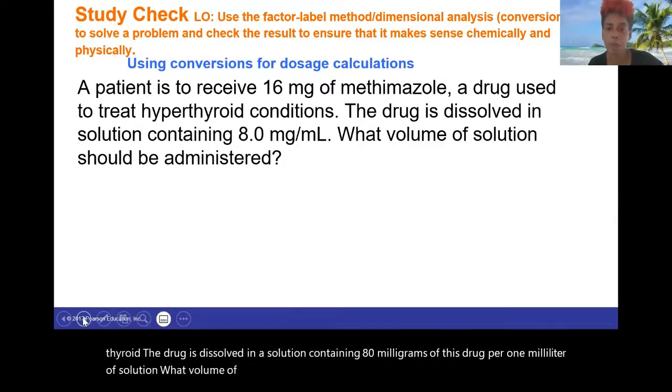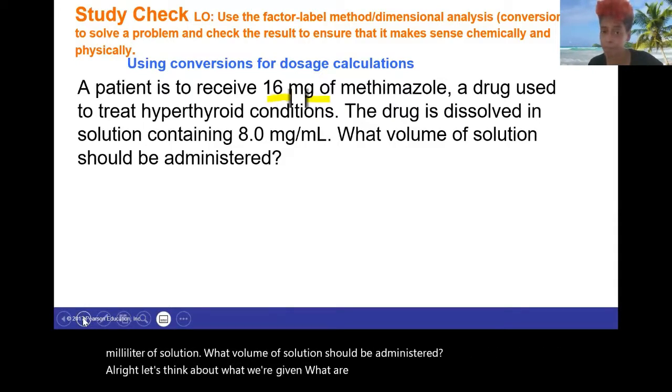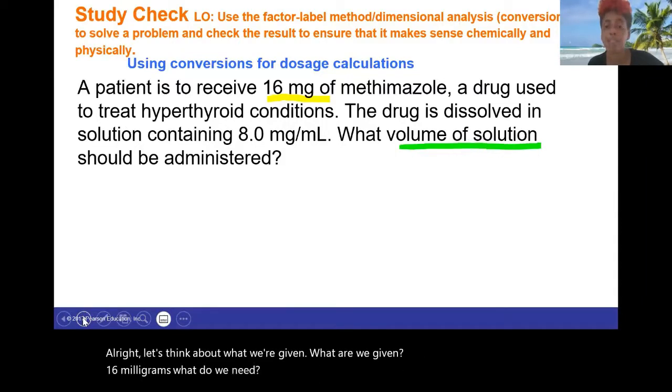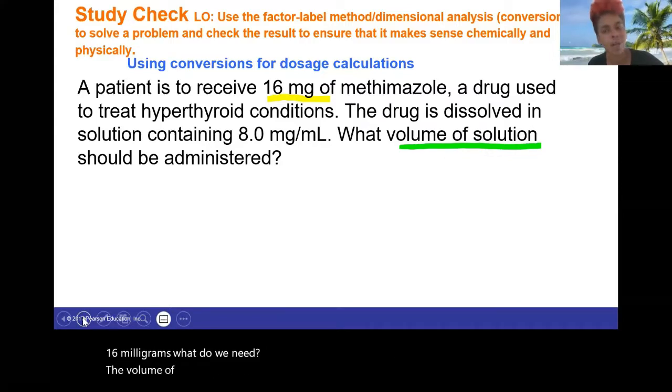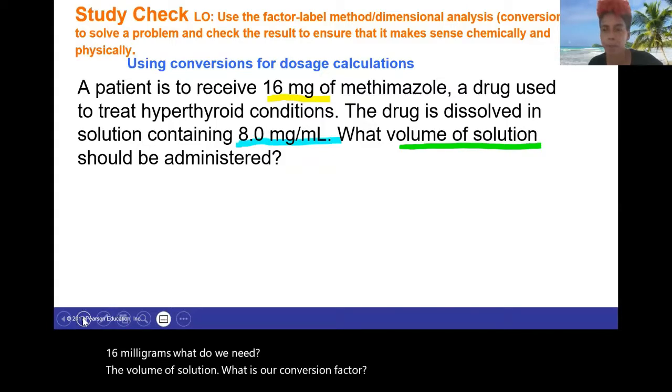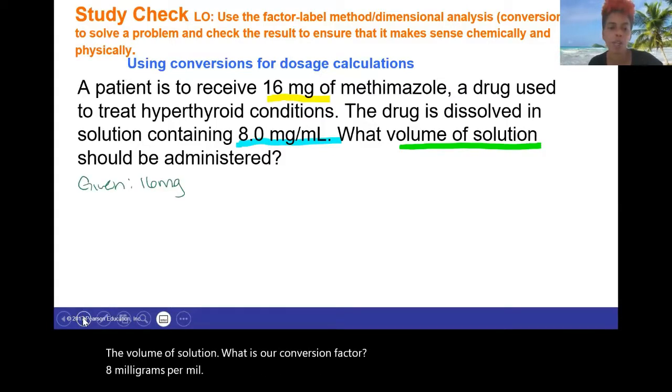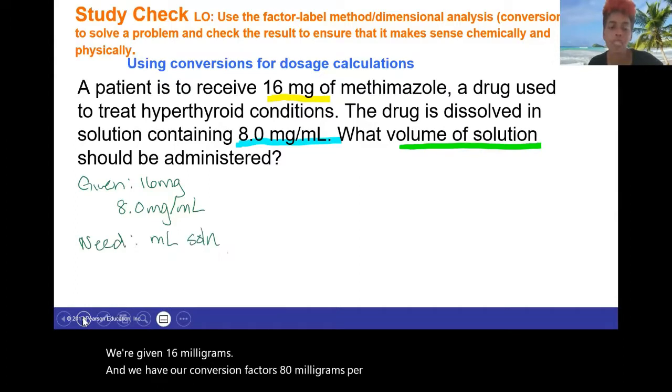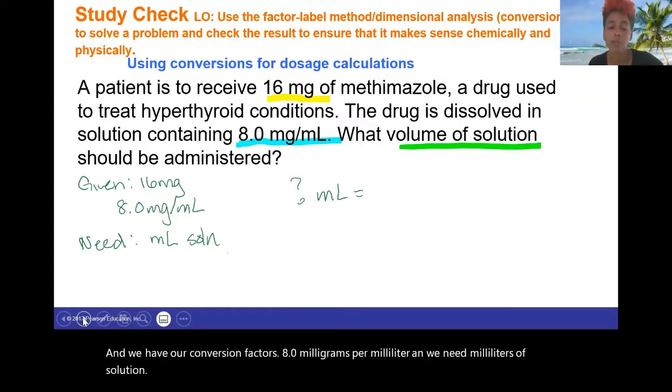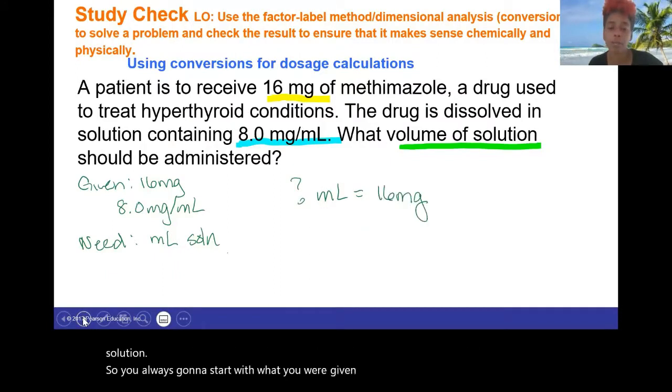All right, let's think about what we're given. We're given 16 milligrams. What do we need? The volume of solution. What is our conversion factor? 8 milligrams per mil. So we're given 16 milligrams, our conversion factor is 8.0 milligrams per milliliter, and we need milliliters of solution. So you're always going to start with what you were given, the 16 milligrams, and we're just going to multiply that by our conversion.